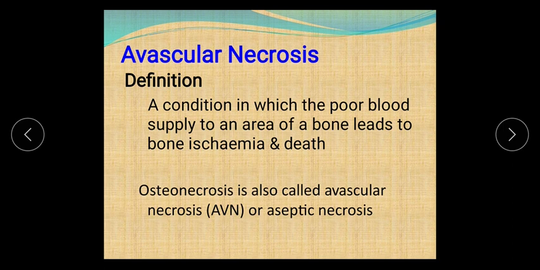What is the definition of avascular necrosis? It is a condition in which the poor blood supply to an area of a bone leads to bone ischemia and death. It is also called as osteonecrosis or aseptic necrosis or avascular necrosis.